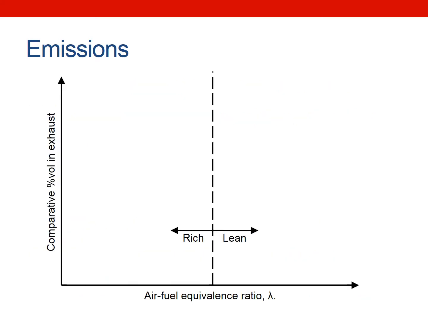Okay, so how do these emissions change with equivalence ratio, or lambda? Well, on this plot I'm going to plot the comparative volume in the exhaust versus lambda. Remember, lambda of 1 is stoichiometric. If we go to the left, it's fuel rich, and if we go to the right, it's fuel lean.